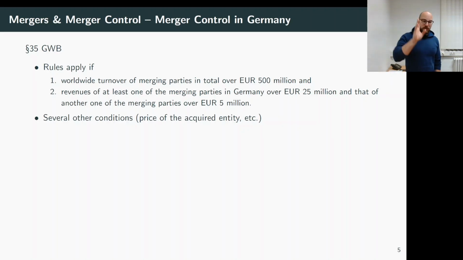And there's also several other conditions that play a role here, for instance, the price of the acquired entity and so on and so forth, right? So I'm not going to write this down, just look at the paragraph if you're interested, or if you want to know if a certain merger has to be notified.